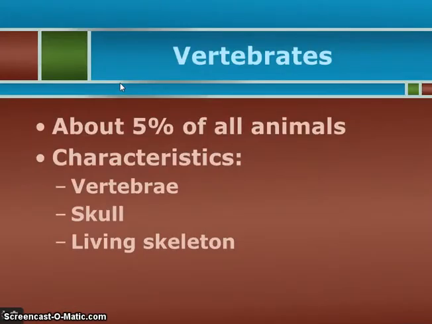So when we say, how do we define a vertebrate? Well, a vertebrate animal is one that has vertebrae, protecting the spinal column, has a skull, protecting the brain, and has a living skeleton, allowing us to have structure and providing protection for our vital organs.